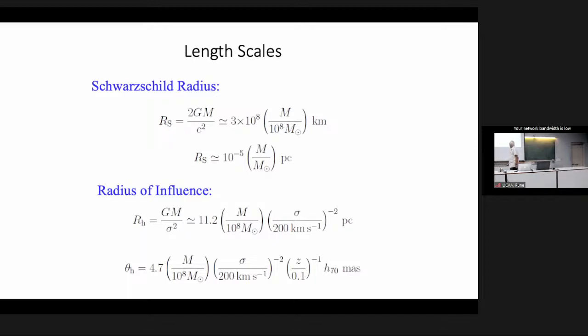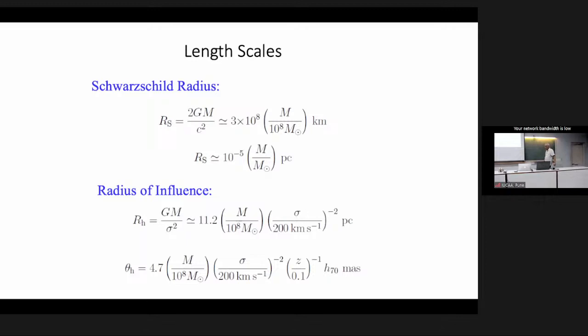Why do you think this was an important thing? Can you try to guess? You know why this is important. No, the event horizon is this one. It has nothing to do with the event horizon. Sigma is the dispersion velocity. I mean, you can say it is the mean velocity of the stars.